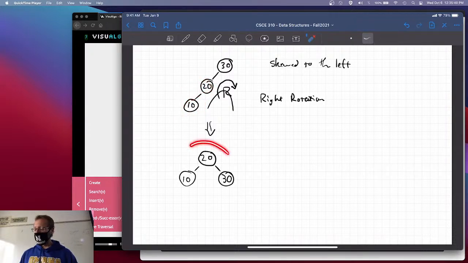Now, what about the resulting tree right here? It's balanced, yes, but is it a binary search tree? Everything to the left is less than 20. Everything to the right is greater than 20. So yes, by simply pulling it up over the hill, we've preserved the binary search tree property.